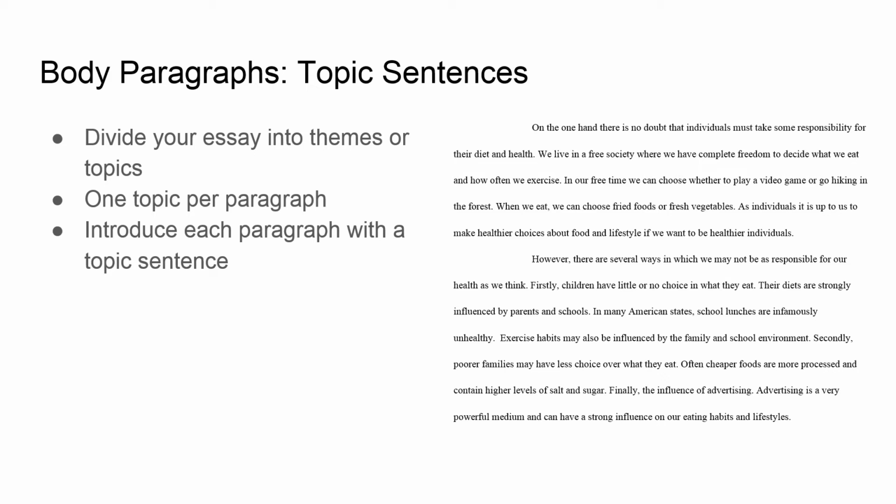If we look at paragraph 1, we can see the topic sentence here at the top of the paragraph. On the one hand, there's no doubt that individuals must take some responsibility for their diet and health. So we know that this first paragraph is going to talk about individual responsibility for health. If we look at the next paragraph and our topic sentence, however, there are several ways in which we may not be as responsible for our health as we think. We know that this paragraph is going to explain outside influences in more detail.